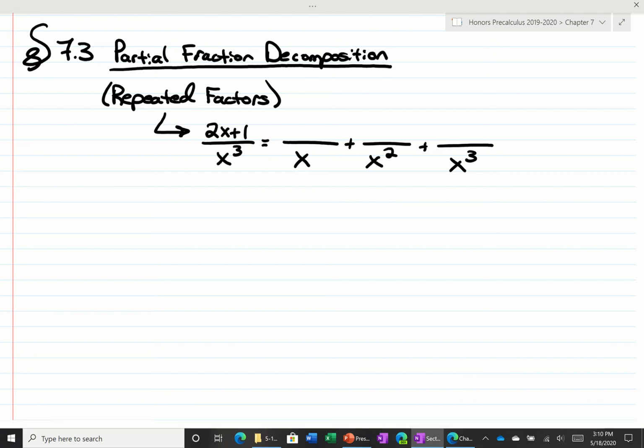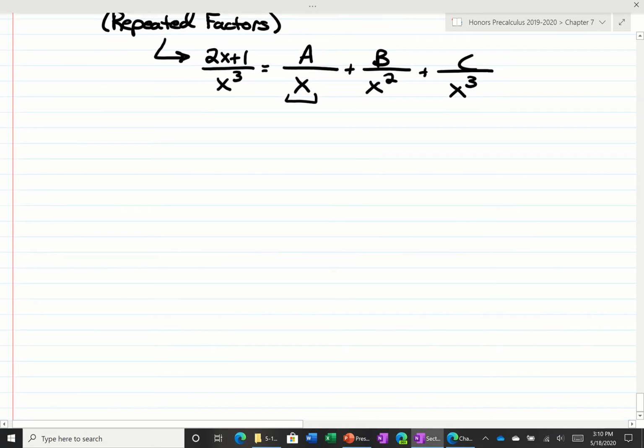All right. So let's go ahead and get into this. By the way, we would use A for this, B for this, and C for this, just because we always look at the original factor to determine the numerator, if it's ax plus b or something like that. So let's take a look at an example.